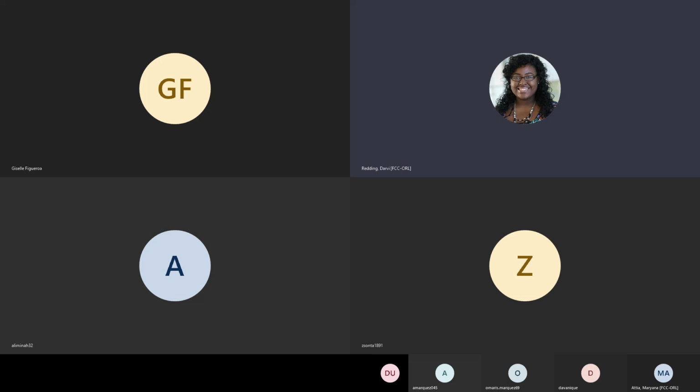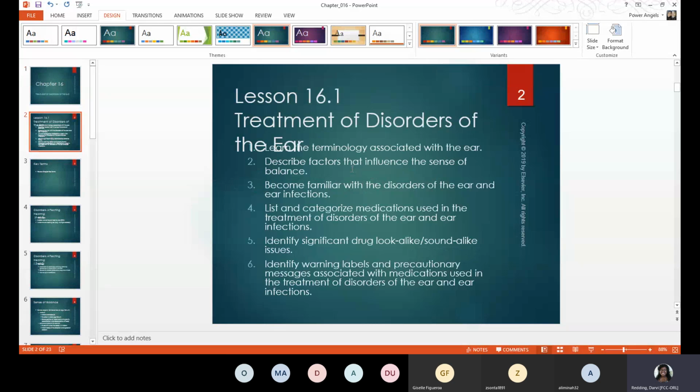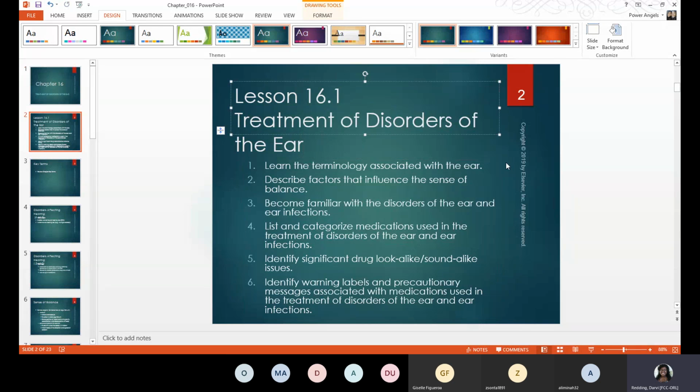All right, so today we are going to go over chapter 16 in the pharmacology book, which we will be going over the treatment of disorders of the ear. In this chapter, we will be learning about the following objectives, which includes you learning about the terminology that's associated with the ear. At the end of this chapter, you should be able to describe some factors that influence the sense of balance. You should be able to become familiar with the disorders of the ear as well as the ear infections. You should be able to list and categorize medications that are used in the treatment of disorders of the ear as well as ear infections.